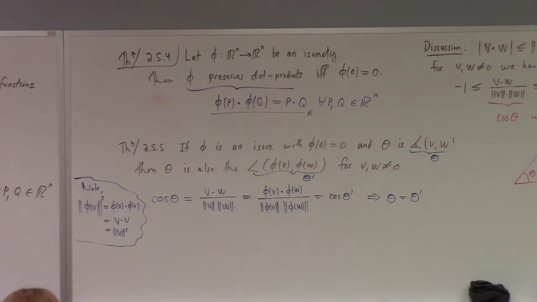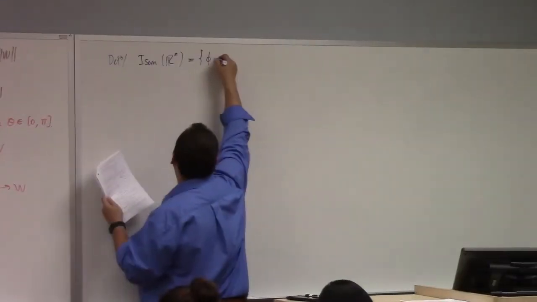Moving on here, where was I? Oh, yes. So you might not be surprised to find out that origin fixing isometries are important. And here is a definition. So we're going to say Isom of R^n is just equal to the set of all isometries.